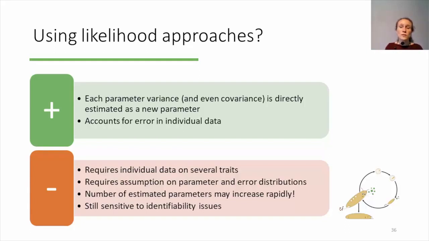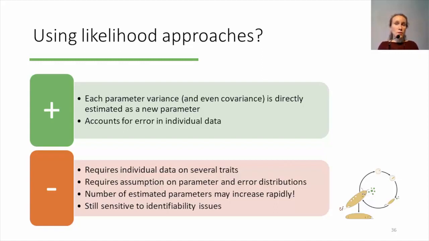These likelihood approaches, in that case, better account for that kind of error. However, they require individual data on several traits, again, so that's the same problem as what we've seen before. They also require assumptions on parameter and error distributions. Not for binary traits, so age at a particular transition does not need a distribution, because actually the underlying distribution is when it will reach a certain maturity level. But for size, for example, for the number of eggs, you need a distribution function.